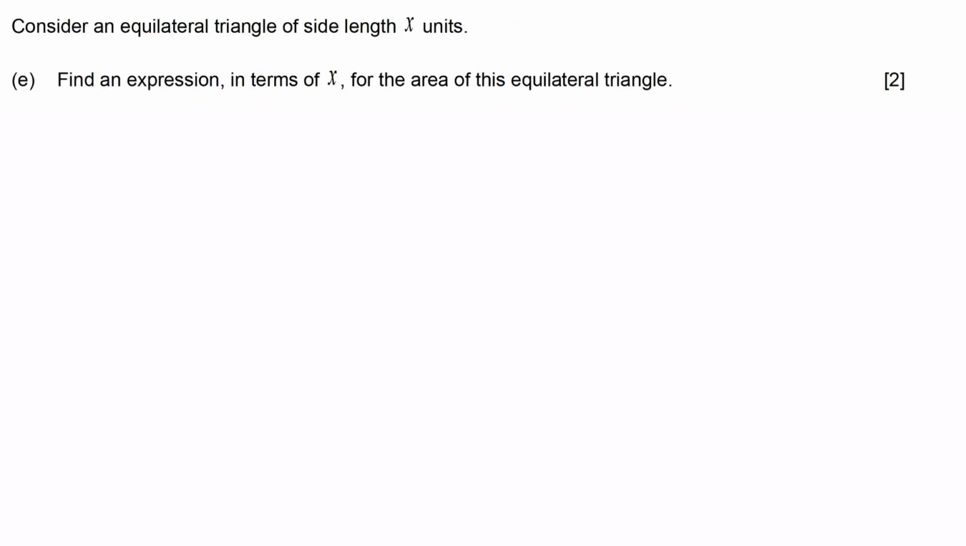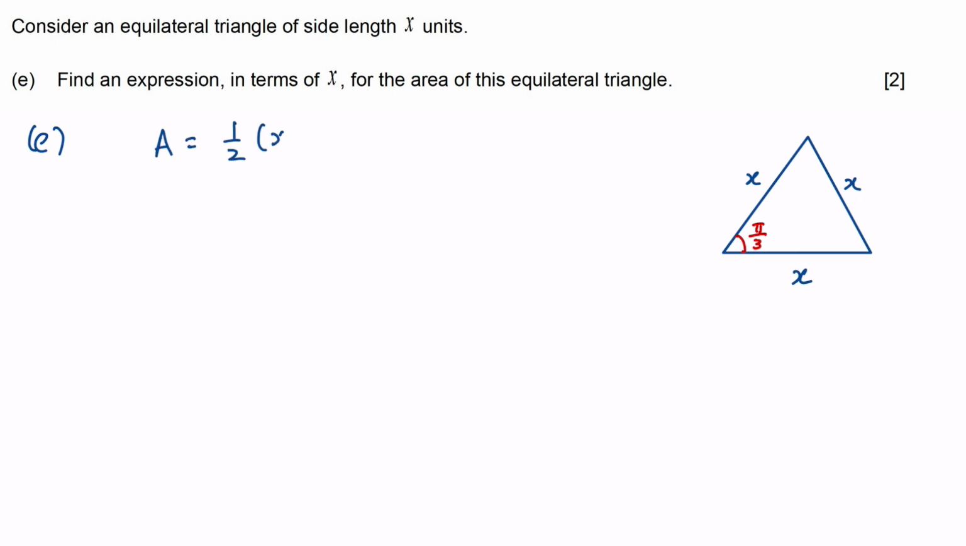Part E now. Consider an equilateral triangle of side length x units. So let's draw a triangle. Each side has length x units. As such, find an expression for the area of this equilateral triangle. We can see that this angle here has to be pi over 3. Using trigonometry knowledge, the area equals half times the product of the two sides times the sine of the included angle, half AB sine C. So this is half x squared times root 3 over 2, which is root 3 x squared over 4.